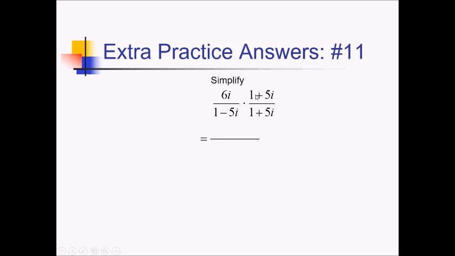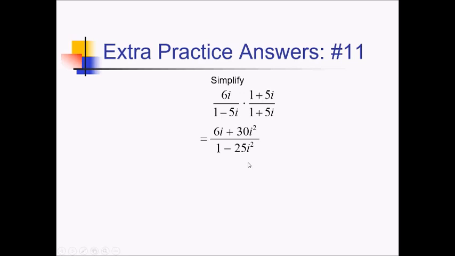All right, so let me distribute in the numerator. 6i times 1 is still 6i. 6i times 5i is going to give me plus 30i squared. And in the denominator, I have basically a minus b times a plus b. It's that situation where the answer is always a squared minus b squared. So squaring the 1, I get another 1. And 5i, if I square that, that's going to be 25i squared, and I'm subtracting that.